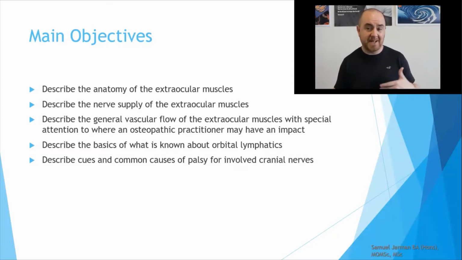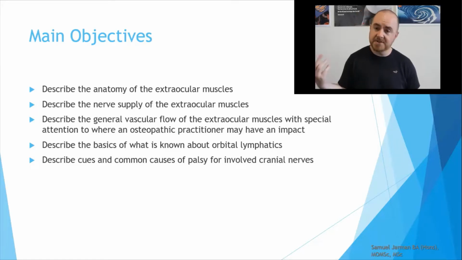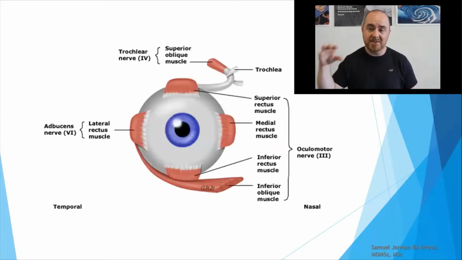All right, describe the basics of what is known about orbital lymphatics and describe cues and common causes of palsy involved in those cranial nerves. So essentially what we're looking at is you have six muscles for eye movement and one muscle for eyelid movement. The muscle for eyelid movement is the levator palpebrae superioris, and what it does is it essentially takes the eyelid from an inferior or depressed position and lifts it up. So if your eye is closed, the levator palpebrae superioris will lift it up if all is working appropriately.